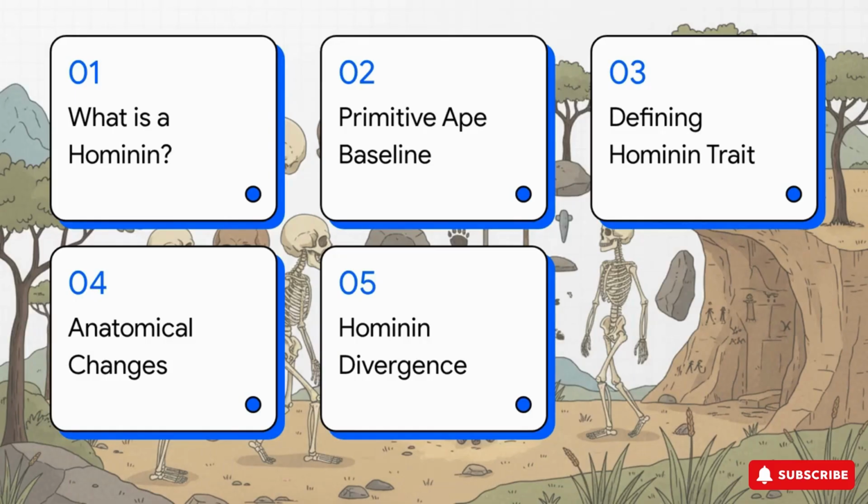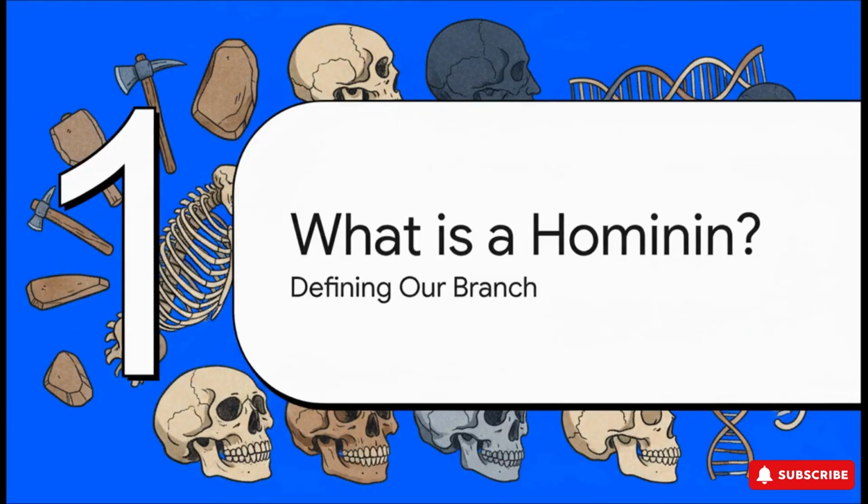So, let's break down what that technical definition really means. In this explainer, we're going on a journey way back in time. First, we'll get a clear definition for hominin. Then, we'll look at our starting point, that primitive ape baseline we inherited. After that, we'll explore the one single trait that changed everything, dig into the incredible ways our anatomy was rebuilt from the ground up, and finally, see how these changes set us on the unique evolutionary path that resulted in, well, us.